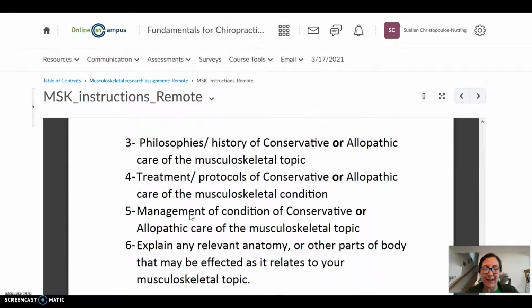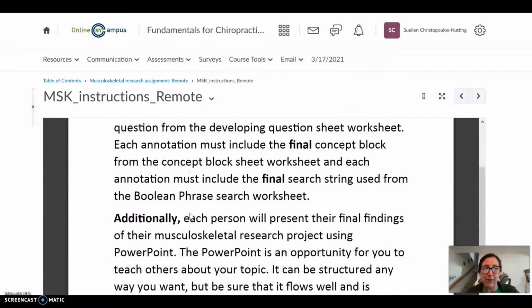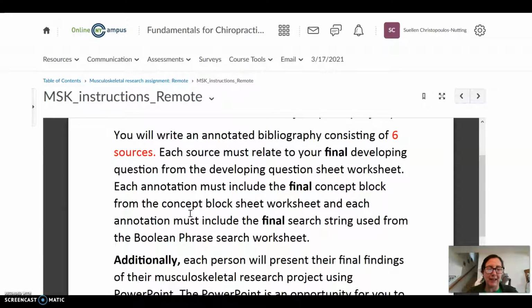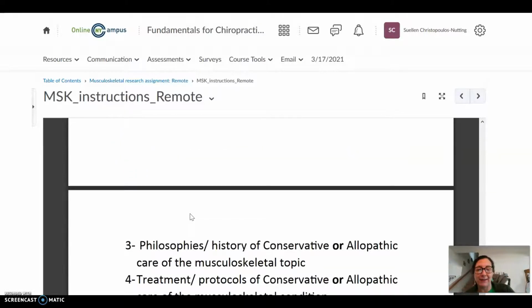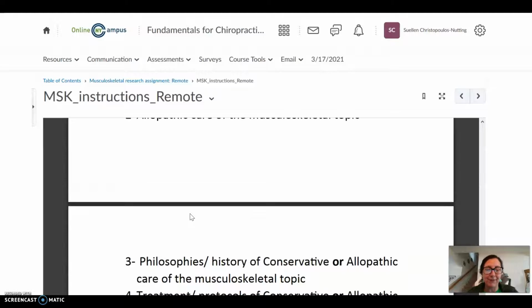Now a big question that I always get is, on the revisions I might have put a question and a concept block, but are those my final, and do those need to be put in my annotation? My answer to you is no. What you submitted as your revisions don't necessarily mean that they're your final. Maybe as you've been doing research and looking at things, you have found other questions that you might want to ask related to the conservative care, or the allopathic care, or the history, or the philosophy, or the treatment.